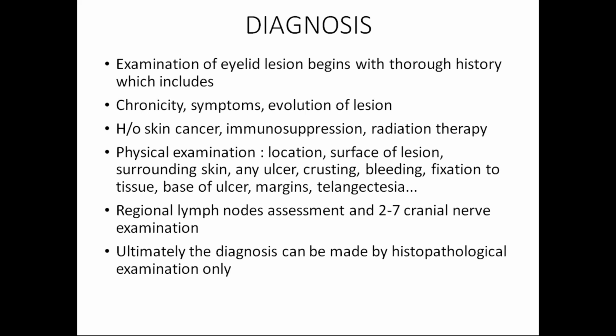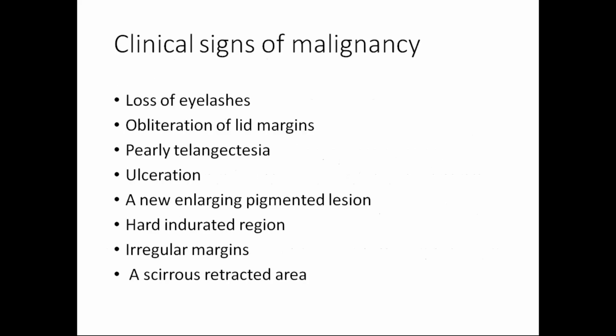Then you have to do the local examination. Is it ulcerated? Is the surface smooth or crusted? Bleeding is there or not? How are the margins? Local examination needs to be done. Then you have to assess the regional lymph nodes, and cranial nerves examination needs to be done. Ultimately, the diagnosis is by histopathological examination. Clinically, you can just suspect this is the lesion.